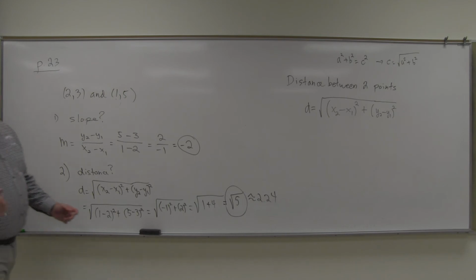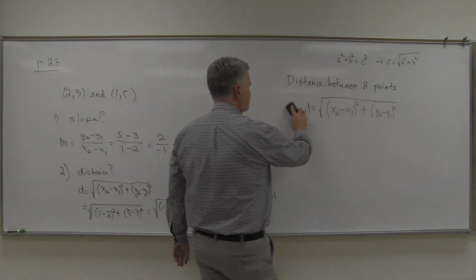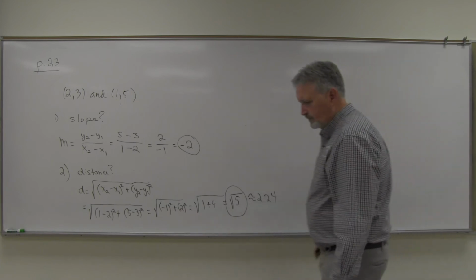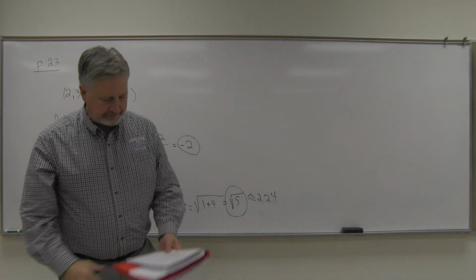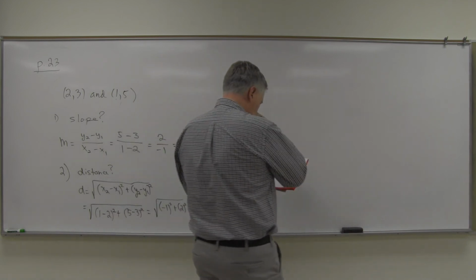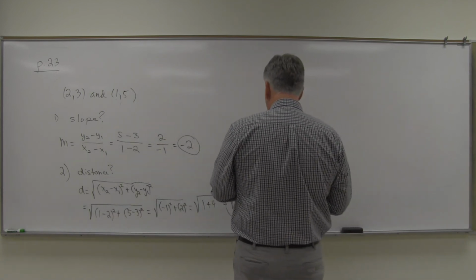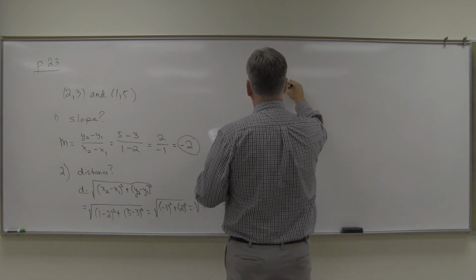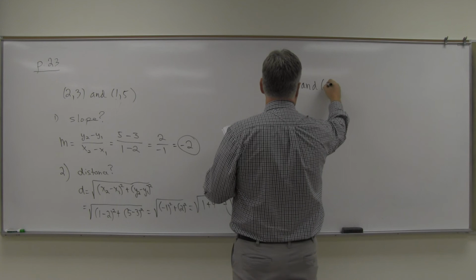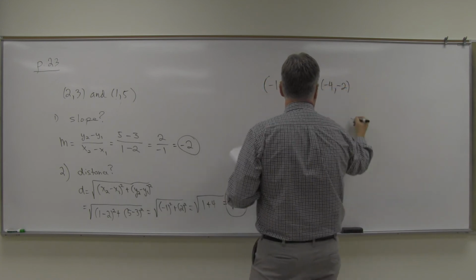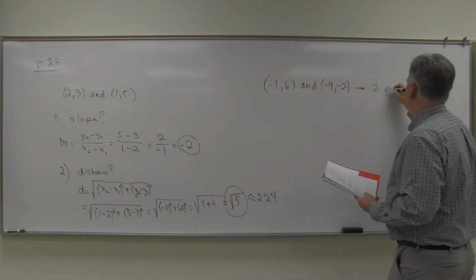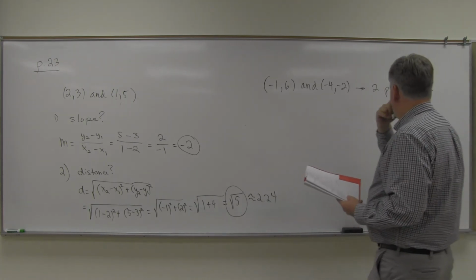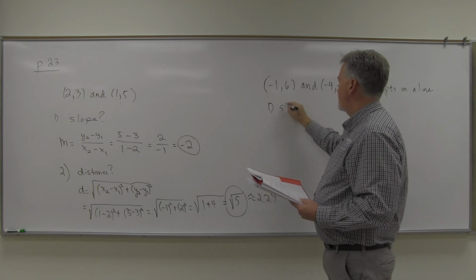Now, I wanted to do one more before we move to the other part of this. Okay, same thing. We've got 2 points, -1, 6, and -4, 2. So that's 2 points on a line. All right, so number one, what is the slope of that line?